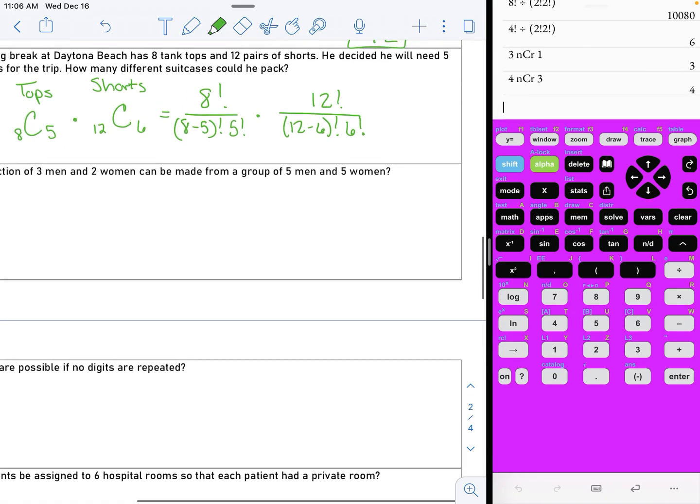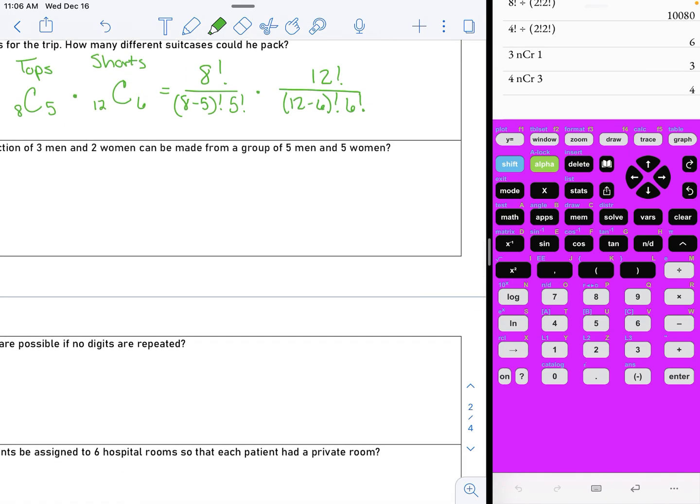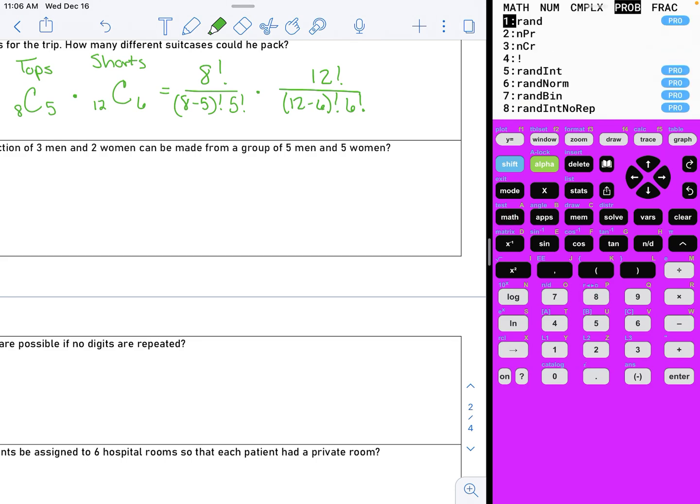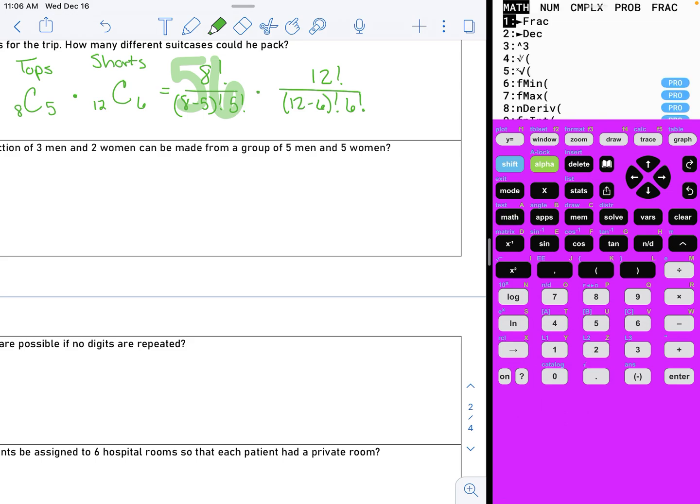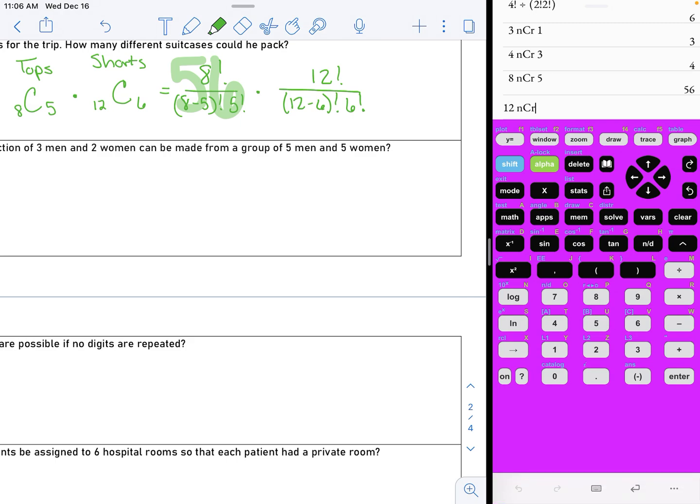Now I can type that in my calculator, or maybe I'll just take a little shortcut and do 8 math. Let's see, I need C, so I pick number 3 and 5. So this is for the tops, 56 tops. So I'll do 56 with my highlighter times 12 math and 6. Oh, silly me, I need to pick combination. So pick number combination. Now put in a 6. 924. Ooh, it's going to be a lot of different outfits he could pack, huh?